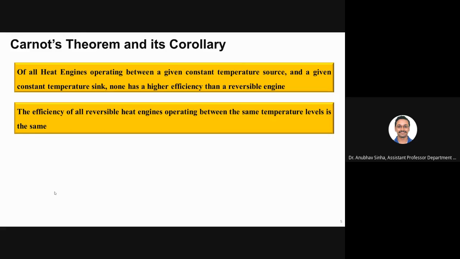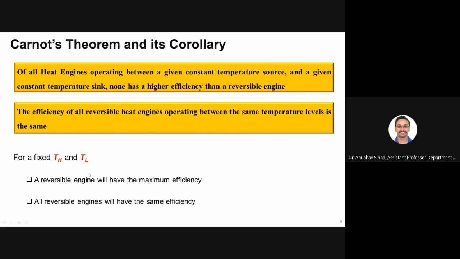So let us look at the Carnot theorem. This theorem we studied in the second law. Carnot says that of all heat engines operating between given constant temperatures TH and TL, none has a higher efficiency than a reversible engine. The corollary was that the efficiency of all reversible engines is the same when TH and TL are constant. So in summary, for a fixed TH and TL, a reversible engine will have the maximum efficiency and all reversible engines will have the same efficiency. This is the summary of Carnot's theorem and its corollary.